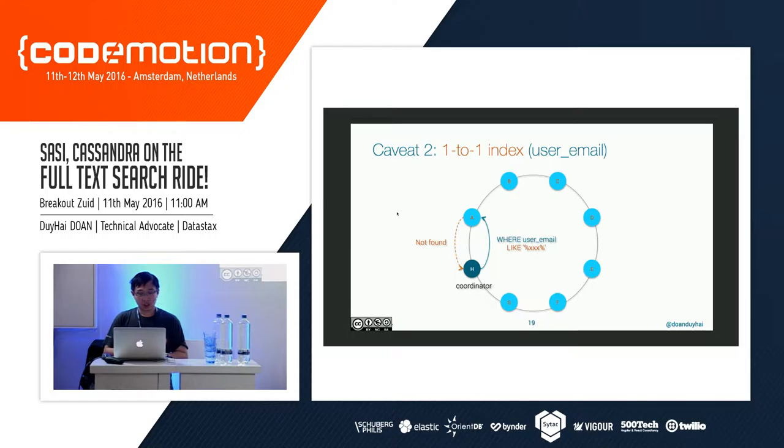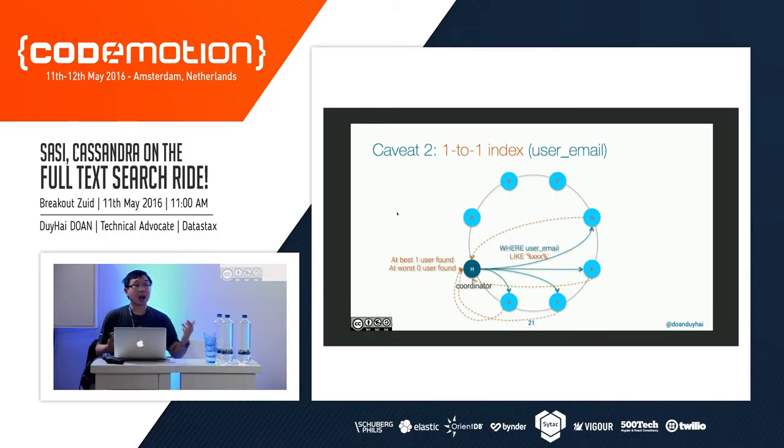Second caveat, imagine you have a one-to-one index. For example, user email. You create an index on user email. For each email value, how many users do I have? Maximum one. Because the email address is something unique, right? So in this case, imagine you are querying: give me all users where email is like something like this. First round, not found. Second round, not found. Last round, at best, you have one user, if you are lucky. If you are not lucky, you have queried all the nodes in the cluster, but you have zero results. Right. That is how it works with a one-to-one index.